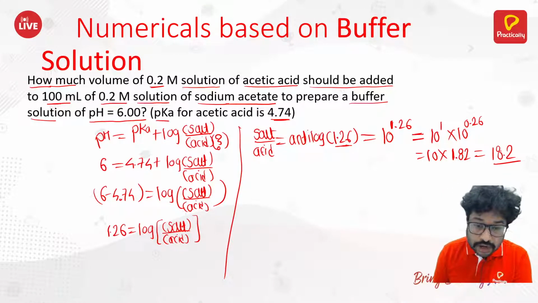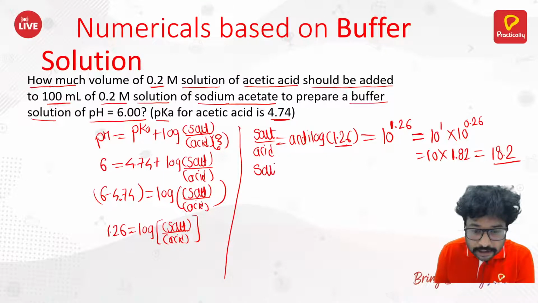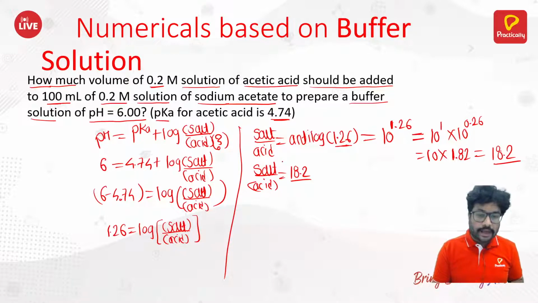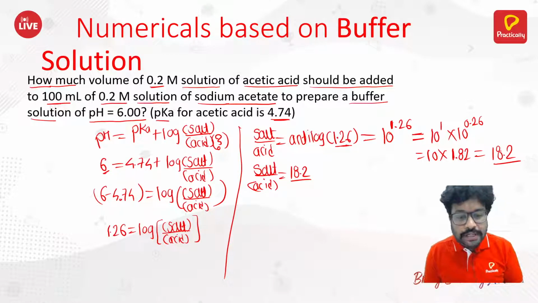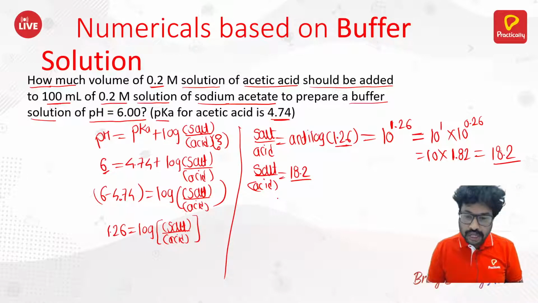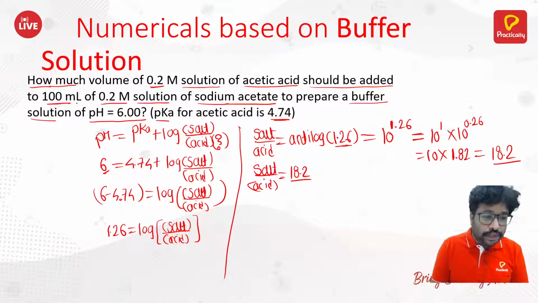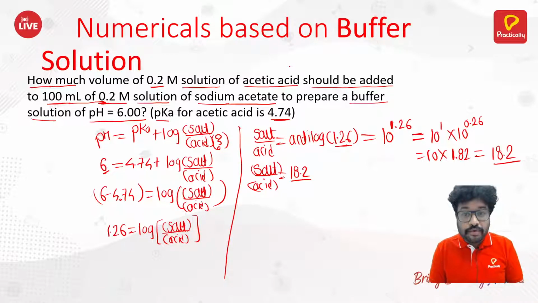So the antilog of 1.26 is equal to 18.2. Salt upon acid is equal to 18.2. Now we need to find out the concentration of acid here. The pH is already fixed. To make this pH 6, how much acid should we add into this solution? That is what the question is all about, because the concentration of salt is also given.